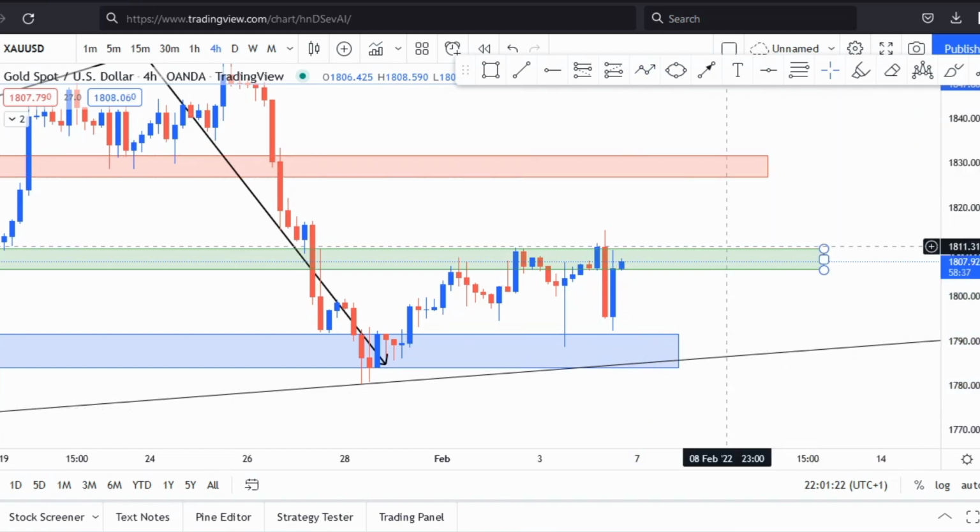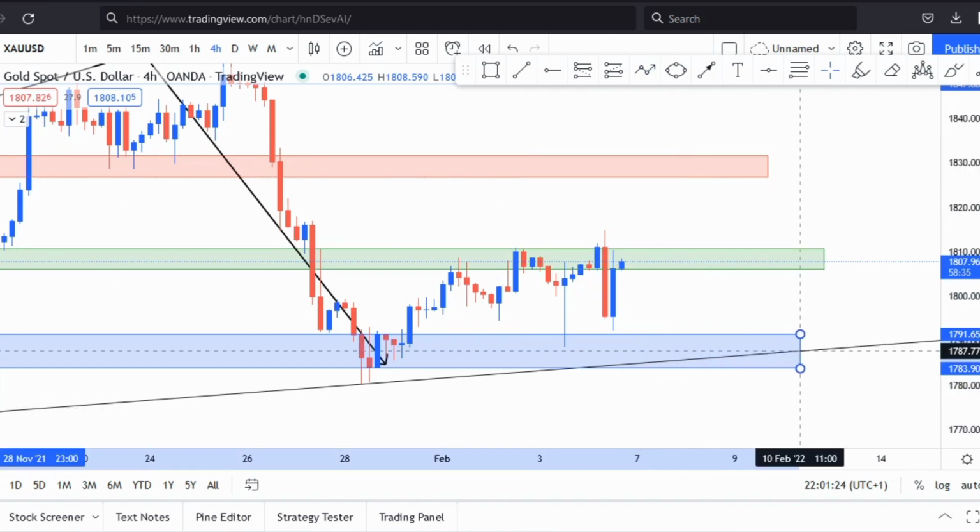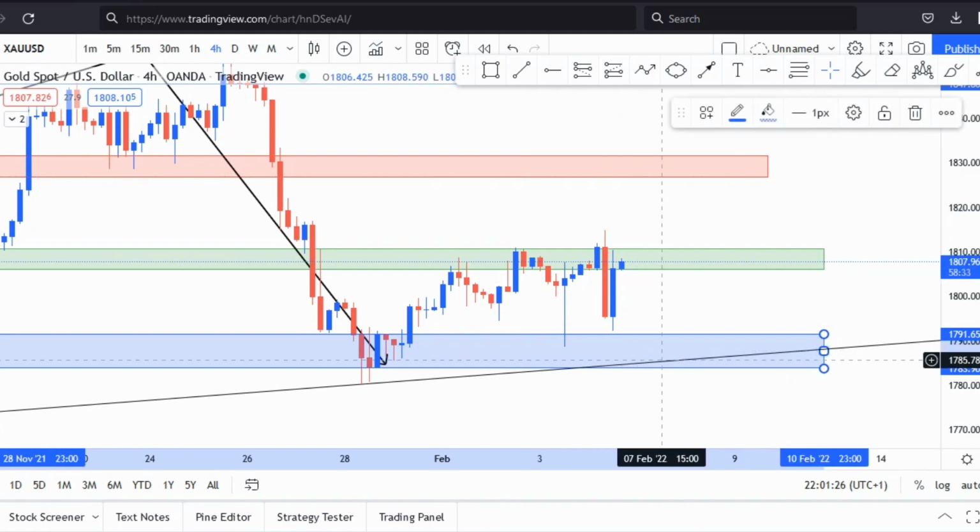Okay. But like I said, it's more likely for price to break to the upside than to the downside at this moment. So if price is still ranging in between these two levels, that's between the 1787 level and the 1807 level, around these areas, I wouldn't take any trade until there's either a break above this area or a break below this area.